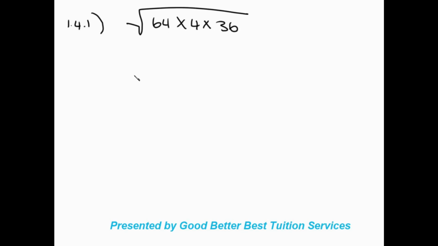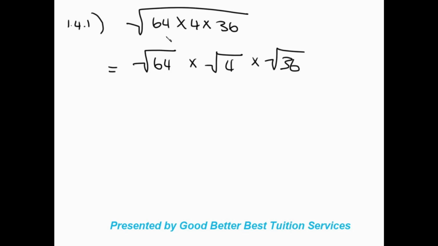So 1.4.1, we were given the square root of 64 times 4 times 36. Now in this situation, what we can do is split it up into the square root of 64 times the square root of 4 times the square root of 36. That times sign over there allows us to split it up like this, okay? So once it's split up, we can do it separately.